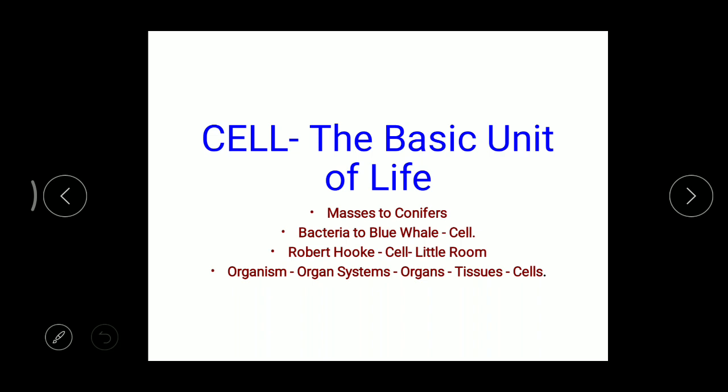Now when we talk about organization in living organisms, the organism is made up of organ systems. Organ systems are again made up of organs. Organs are made up of tissues, and tissues are made up of cells. So from this we can say that the cell is the basic unit of life.